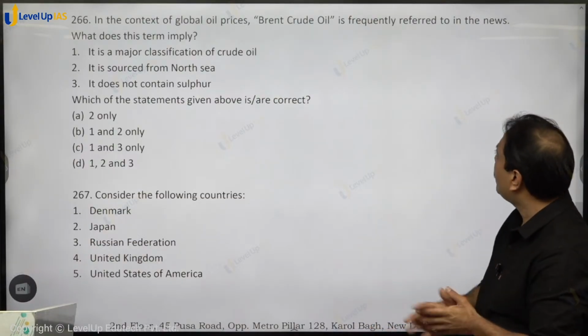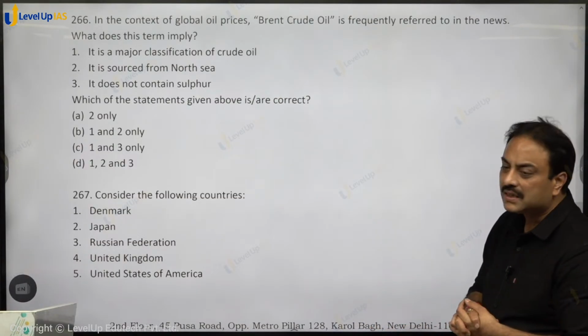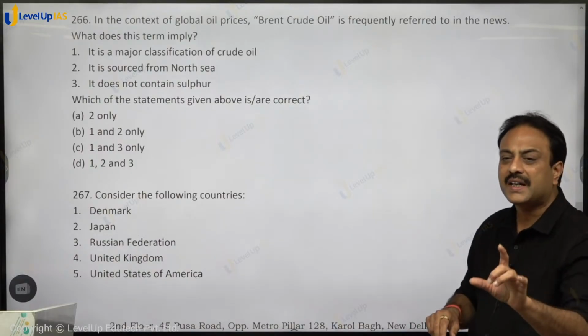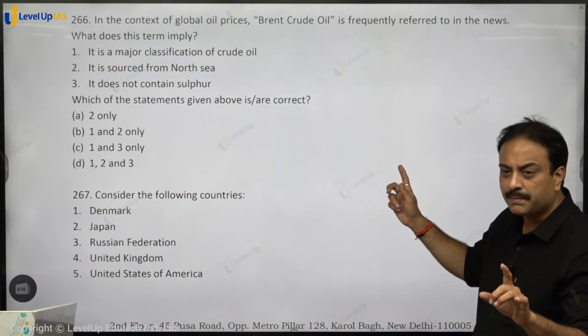So Brent crude oil is frequently referred to in the news. What does this term imply? And the most important part is that it is the OPEC price benchmark.